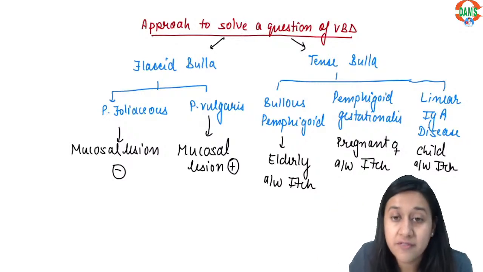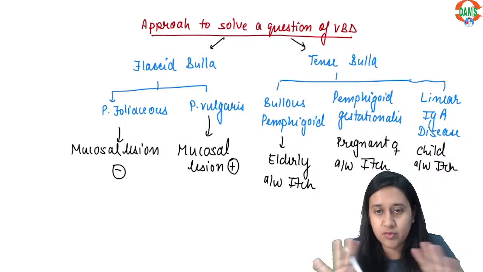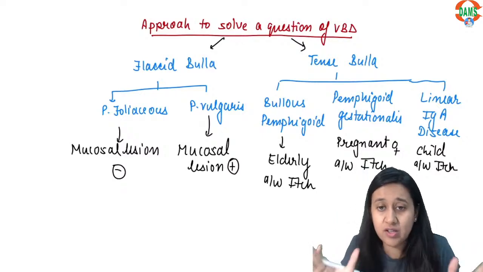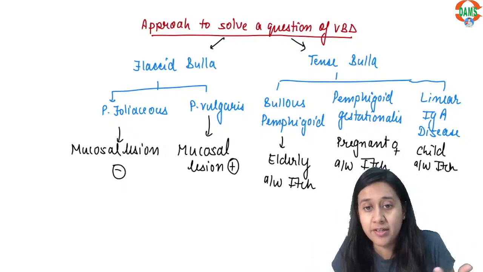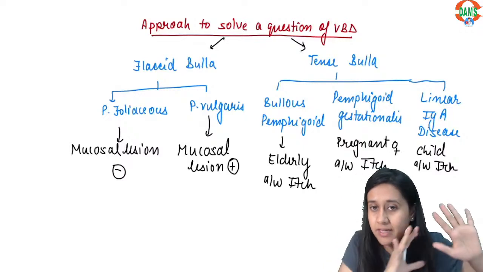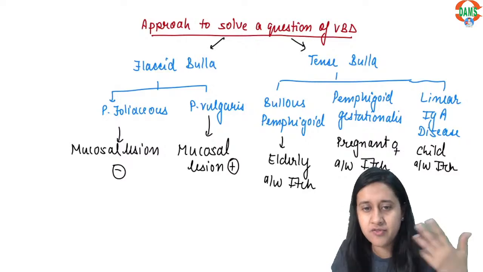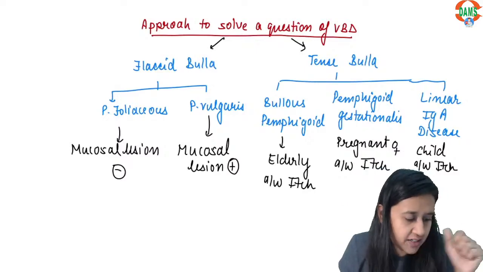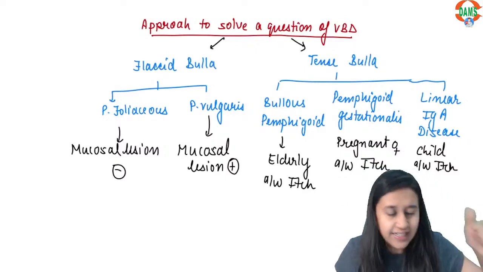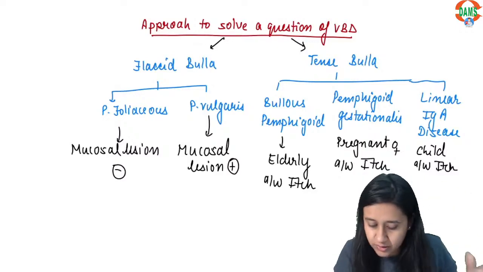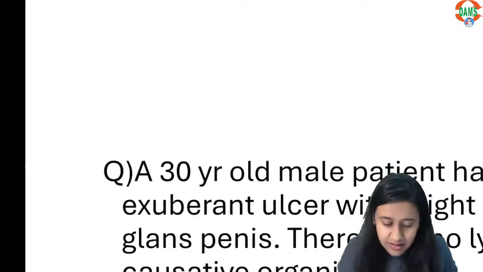Please remember, this is a very important and very simple trick to solve the question of immunobullous disorder, that is, vesiculobullous disorders secondary to antibodies. Flaccid may have 2 options, tense may have 3, and there are some other points which will help you make the diagnosis. Clear? Can I get a quick thumbs up? So with this, we are done with this question also. Let's move to the next question. This is our next question.